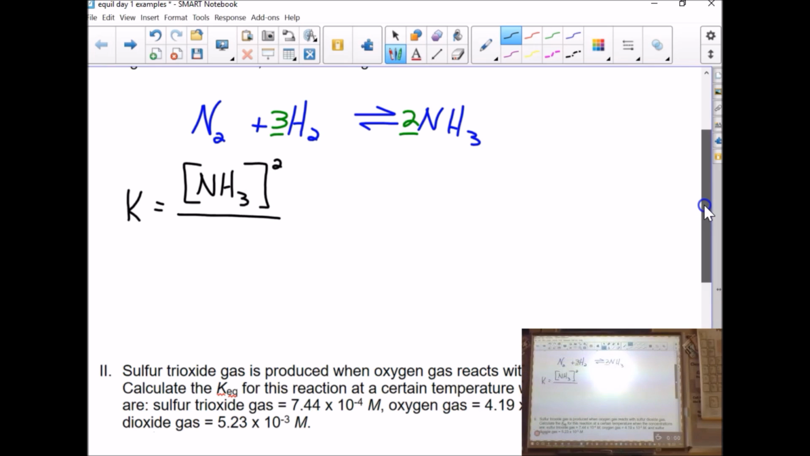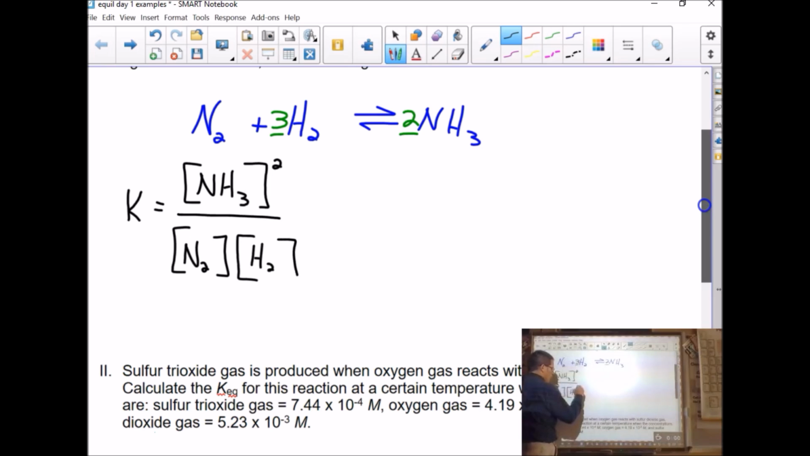And then we have products over reactants, so our reactants go on the bottom. So N2. And what coefficient does nitrogen have? A 1. So if you want to write the 1, that's fine, but I'm going to leave it empty there. And then H2, a coefficient of 3. Good. Okay. So write the expression first.